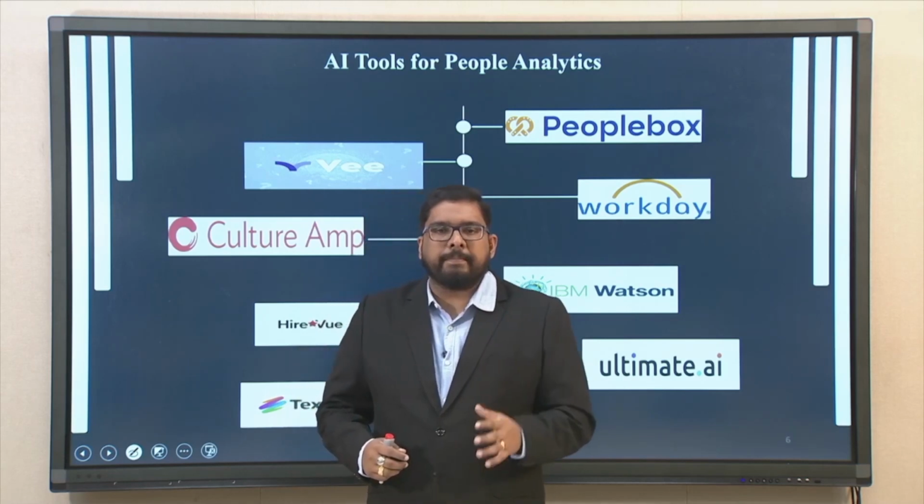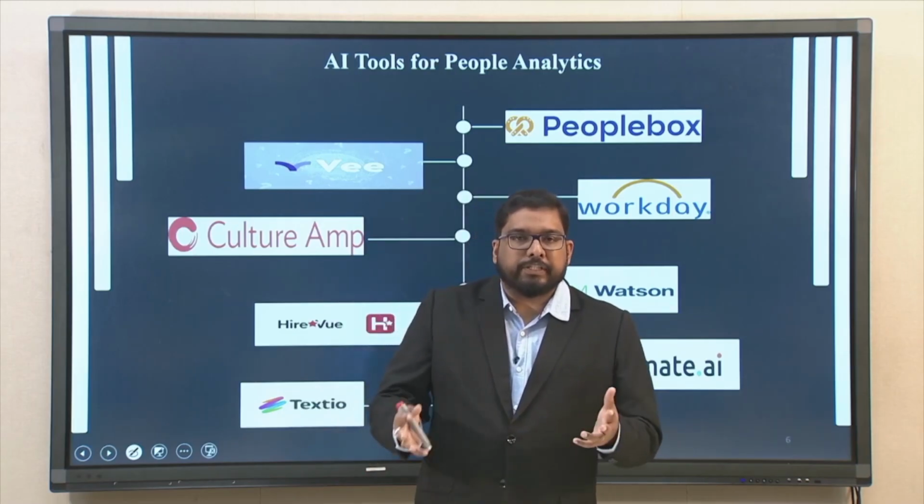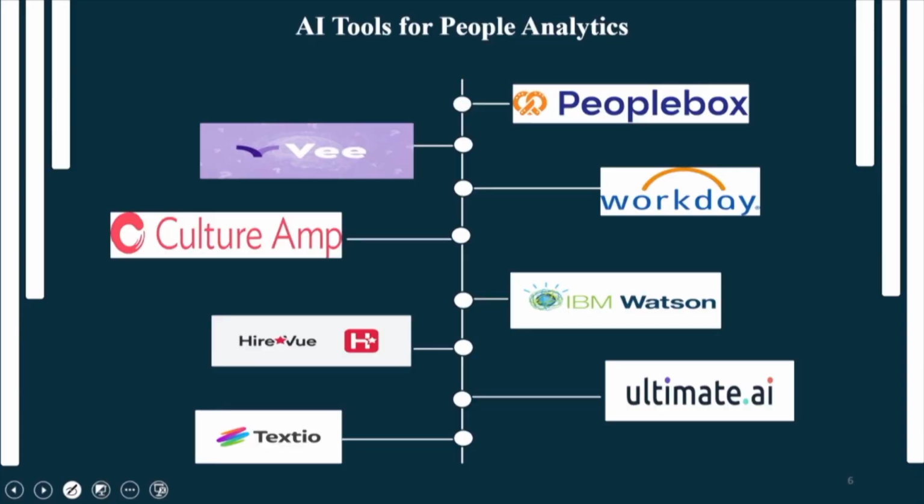We have PeopleBox, Workday, IBM Watson, Ultimate AI, Culture Amp, Visia, HireView, TextView, etc. Let's look into that in a detailed fashion. So when we look into AI tools quickly, PeopleBox is a tool which integrates employee data with business metrics to provide actionable insights. Visia, or V, is an AI assistant that answers HR-related queries using company-specific data. We have Workday People Analytics, which leverages AI and machine learning to provide insights on diversity, retention and talent performance.